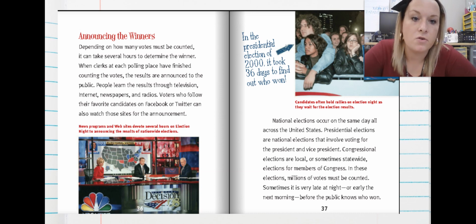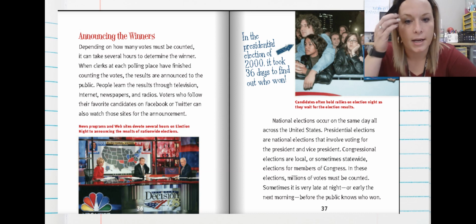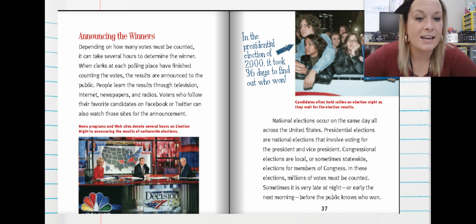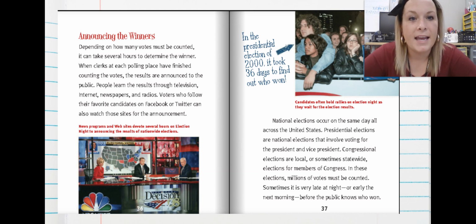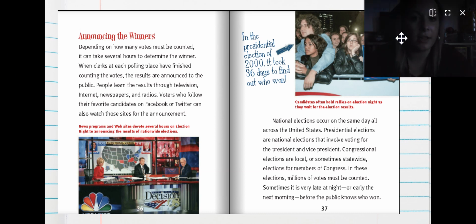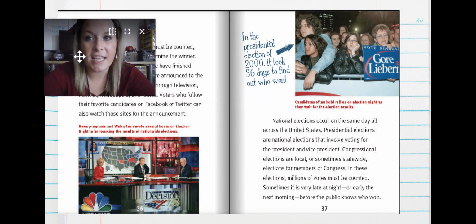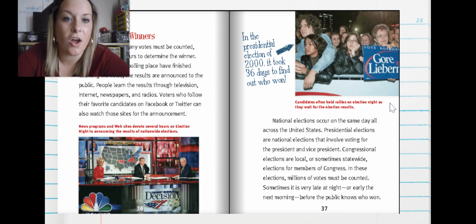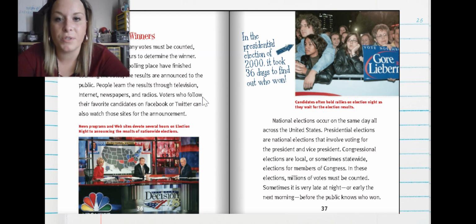Page 37. National elections occur on the same day all across the United States. Presidential elections are national elections that involve voting for the president and vice president. Congressional elections are local and sometimes statewide elections for members of Congress. In these elections, millions of votes must be counted. Sometimes it is very late at night or early the next morning before the public knows who won. And here is a picture. It says in the presidential election of 2000, it took 36 days to find out who won. And it says candidates often hold rallies on election night as they wait for the election results.